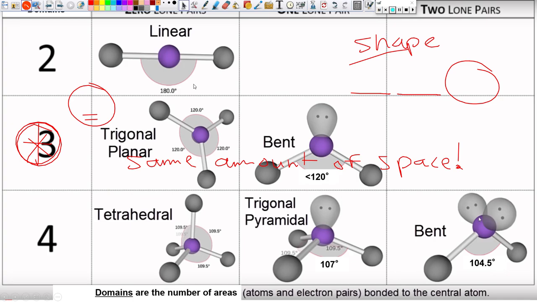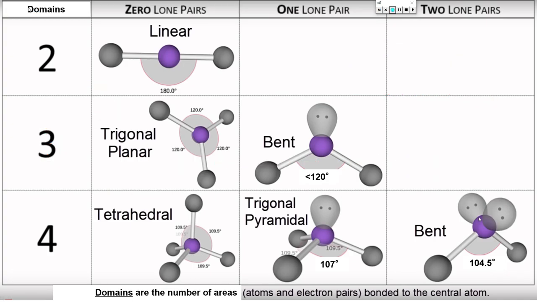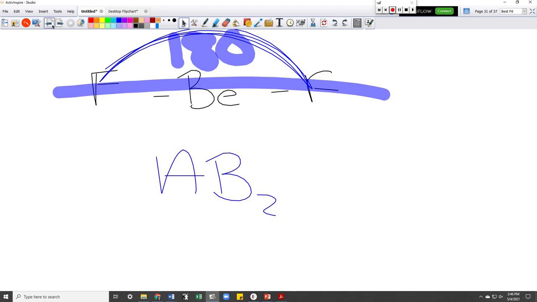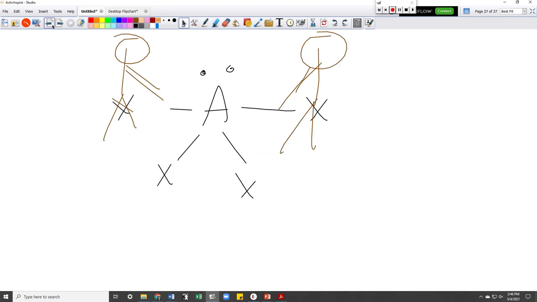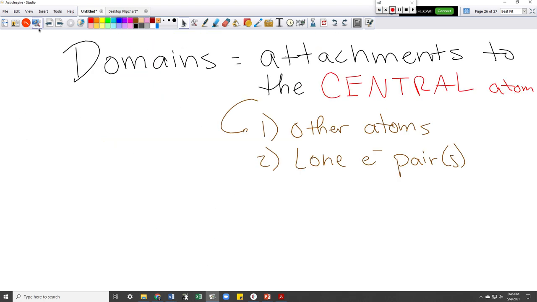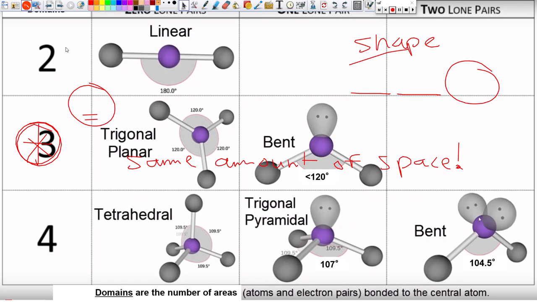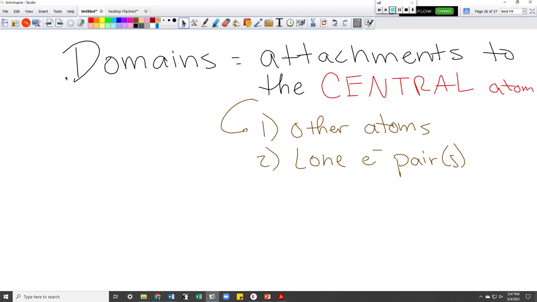Go back to this slide. Above this slide, I want you to write this one right here. All right. Find this slide. Above this slide, what's above the number 2? No. Domains. Domain. This is what I want you to write above this slide.